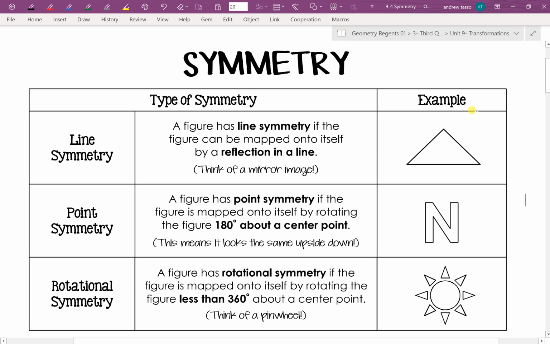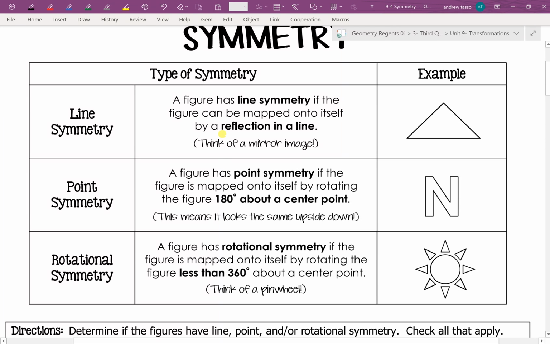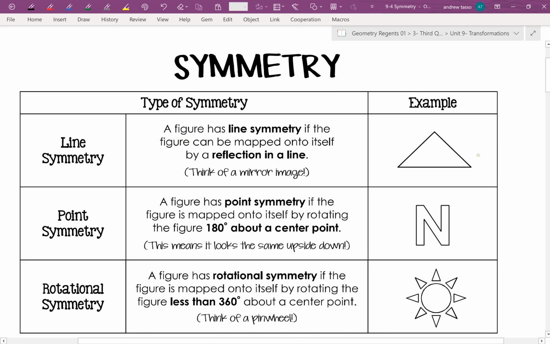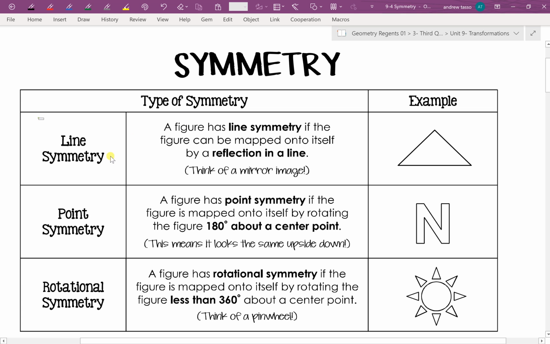Okay, guys, so the next lesson is going to be on symmetry. We already have a good intuition, perhaps, for what symmetry is, but usually we think of symmetry through the idea of the reflection or mirror image, like what we saw in 9-1 reflections, right? That kind of symmetry is called line symmetry.